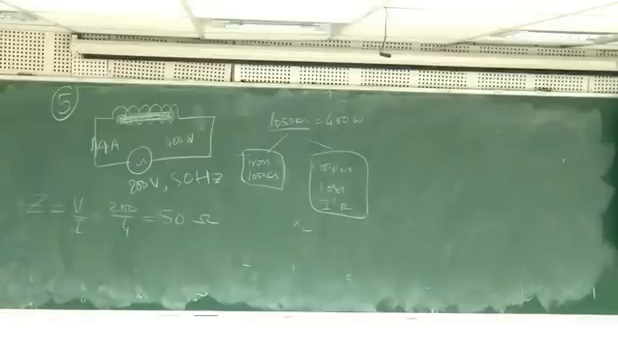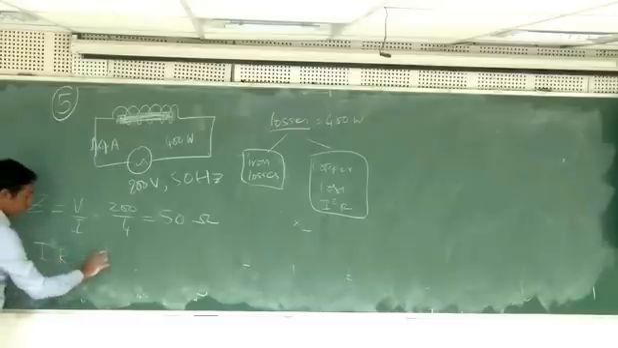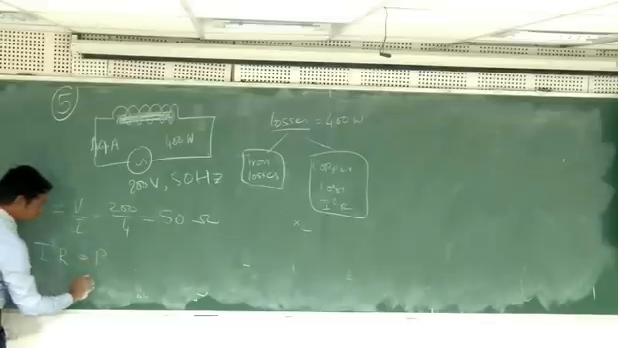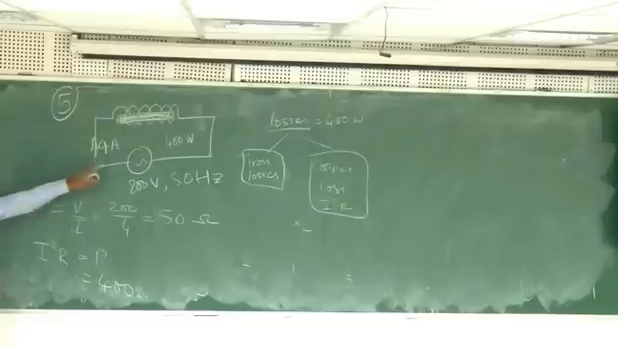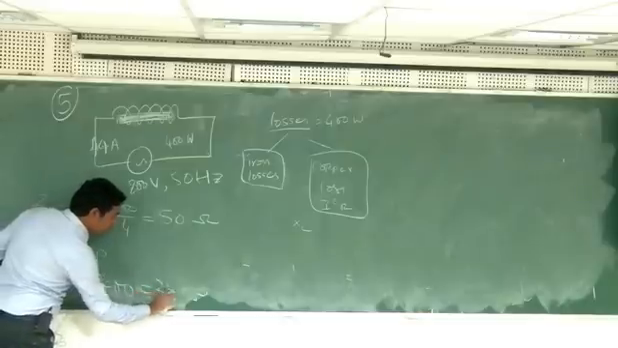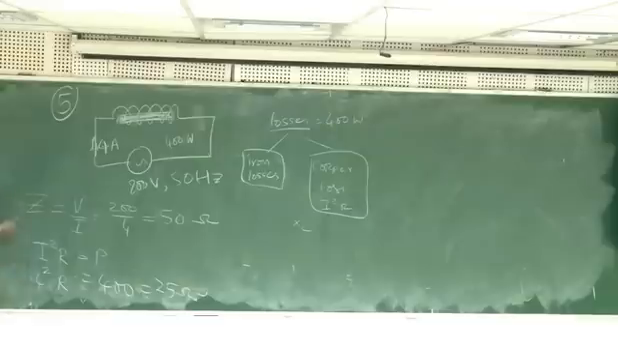But that inductance will not have any losses because it's inductance. Now what is the next calculation? I square R is nothing but power. So power is known, 400, and I is 4 amperes, 4 square. So I can calculate what is R. How much is R? 400 divided by 16. How much? 25.